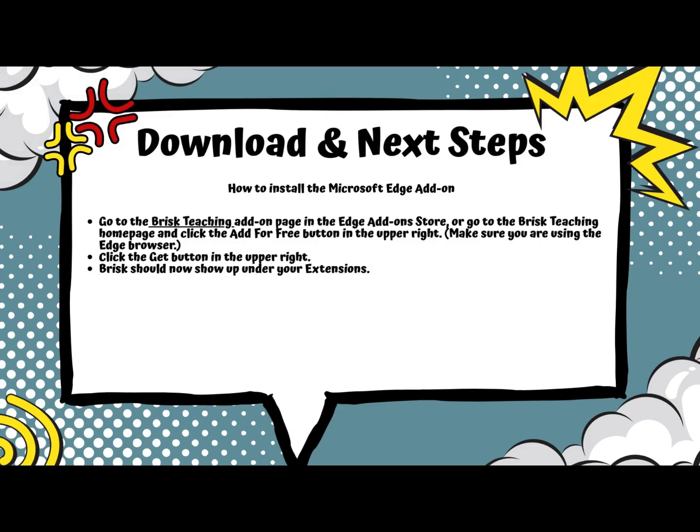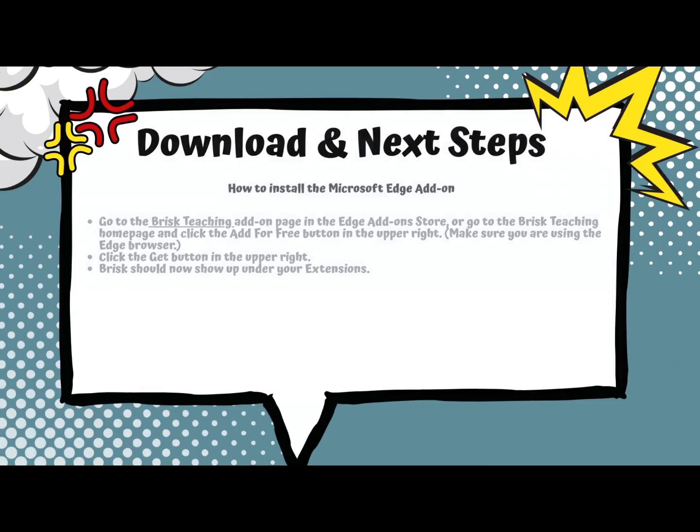Once we download it, I know that some of you also like to use Microsoft Edge, so this is another way to download it. Again, you will go into the Brisk Teaching add-on page in Edge, and then go to the Brisk Teaching homepage and click the Add for Free button in the upper right corner, and then Brisk will show under the extensions.